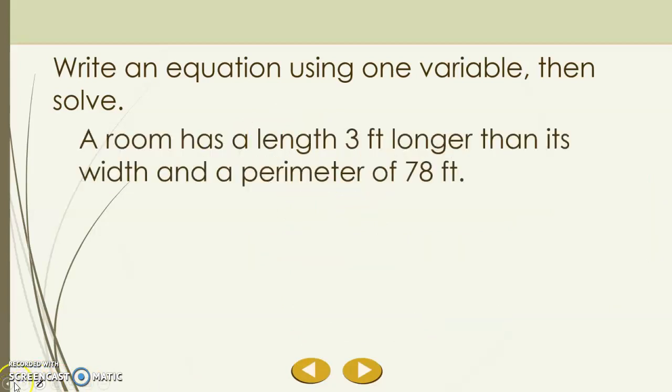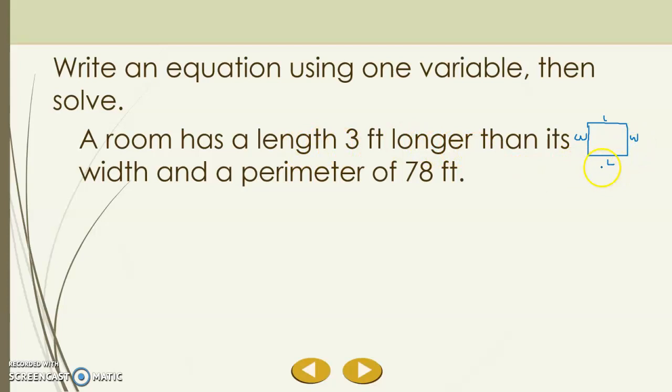Let's write an equation using one variable and then solve. A room has a length of 3 feet longer than its width and a perimeter of 78 feet. Well, let's think for a second. A room is usually rectangular, so we can go ahead and think about a rectangle here. And what do we remember about perimeter? Well, if you remember anything about perimeter, you remember that it's all the sides added up together. So if we add the width and the width and the length and the length, add all 4 sides, then we get the perimeter. And we're told that the length is 3 feet longer than its width.